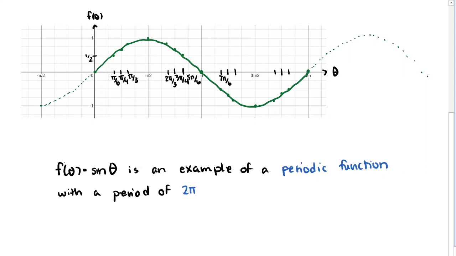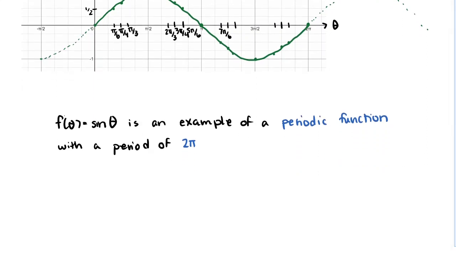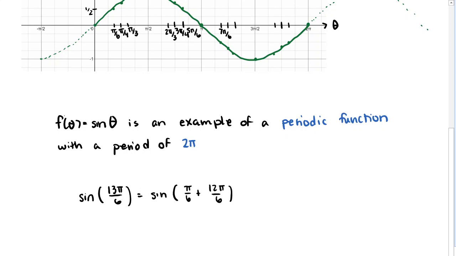Maybe let's see an exact example of this. If I plug in 13 pi over 6, this is the same as sine of 13 pi over 6. What is that the same as? I can write that as pi over 6 plus 12 pi over 6. And I can rewrite that as sine of pi over 6 plus 2 pi, right? 12 pi over 6 is the same as 2 pi.